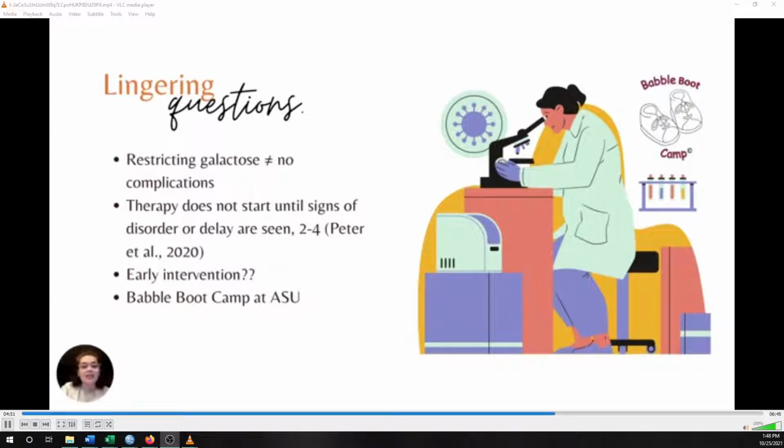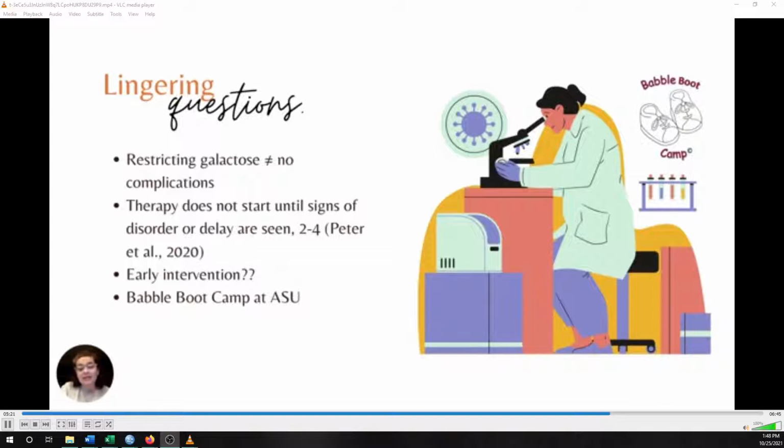So this is something that the Babel Bootcamp at ASU is actually looking at. They're looking at how early intervention impacts the outcome for patients with classic galactosemia and typicals as well. And hopefully preemies soon. But that being said, therapy does not normally start until there are signs or symptoms of a disorder or delay. And that's not until ages 2 to 4, according to Dr. Potter. And that 2 to 4 is very late.